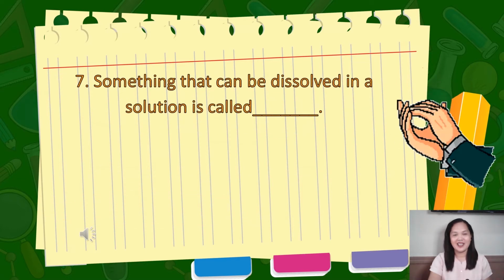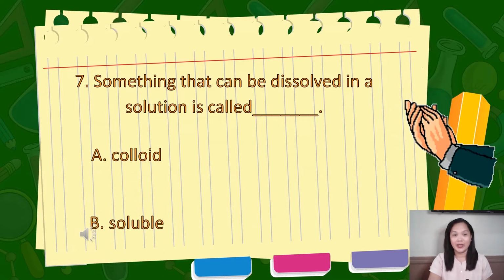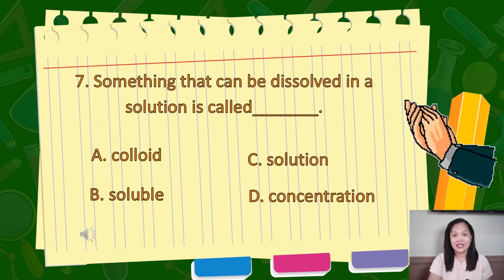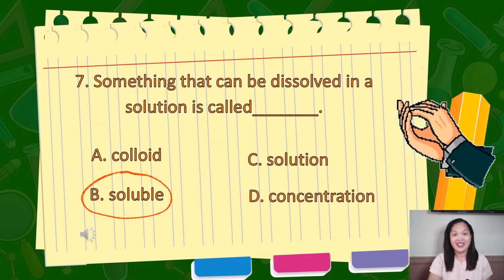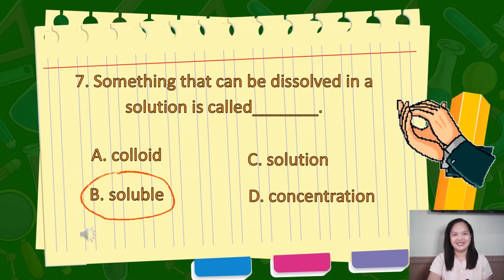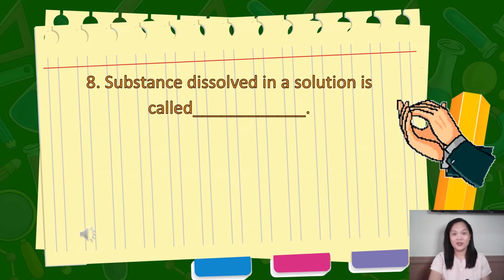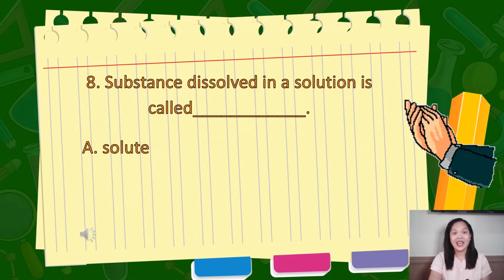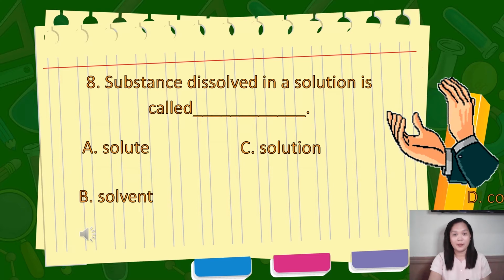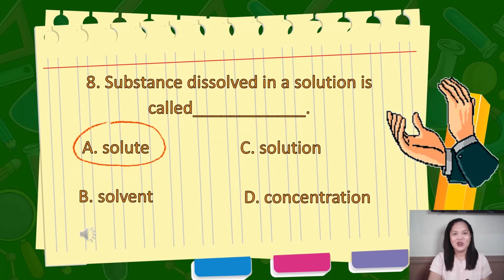Number 7. Something that can be dissolved in a solution is called A. Colloid, B. Soluble, C. Solution, D. Concentration. The answer, B. Soluble. Number 8. Substance dissolved in a solution is called A. Solute, B. Solvent, C. Solution, D. Concentration. The answer, A. Solute.